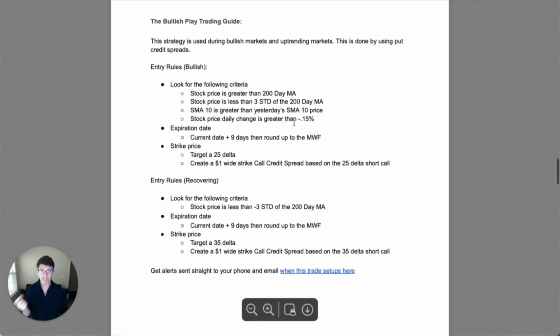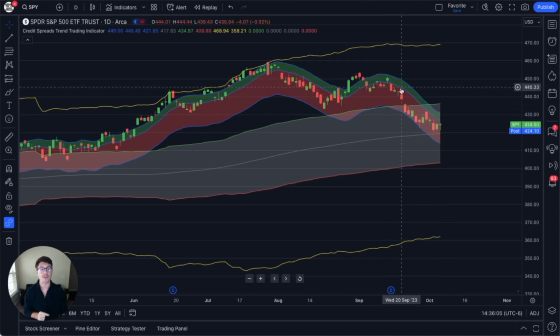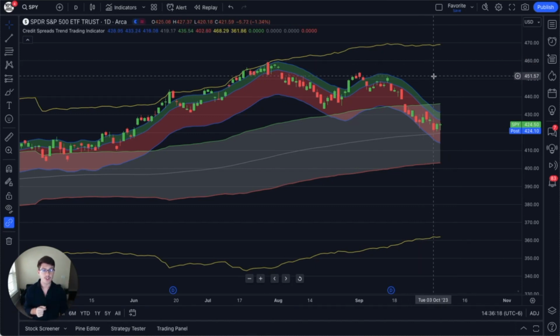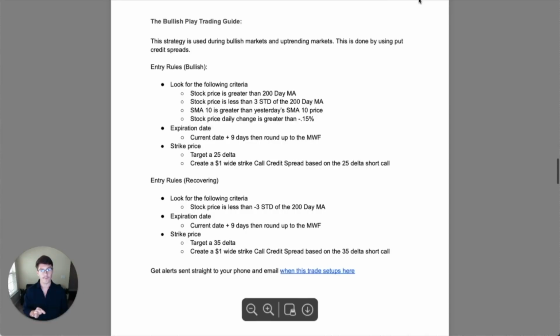Okay. Next, the SMA 10 is greater than yesterday's 10. So this short-term trend right here, we're simply looking that today's value of the 10-period moving average is greater than yesterday's, essentially meaning that now it's trending up, right? Because if it's less than, then it's trending down. If it's more than, then it's trending up. And so right now it's a bit neutral, kind of trending down. So this doesn't really meet that criteria, but this is what you look for, okay?